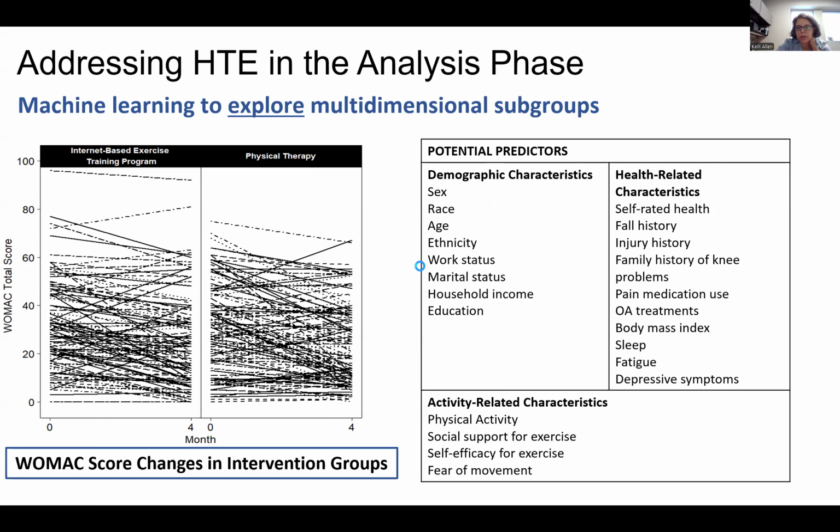The potential predictors that we included in our model, you can see here a lot of demographic characteristics, some health-related characteristics, some of which are osteoarthritis related and some of which are more general. And then we also had some baseline characteristics related to activity, since that's a focus of the analysis.